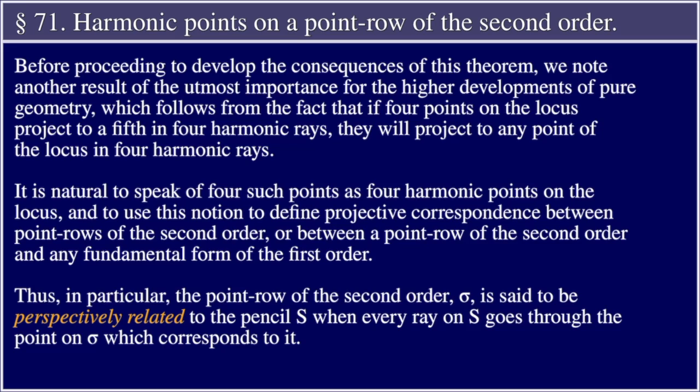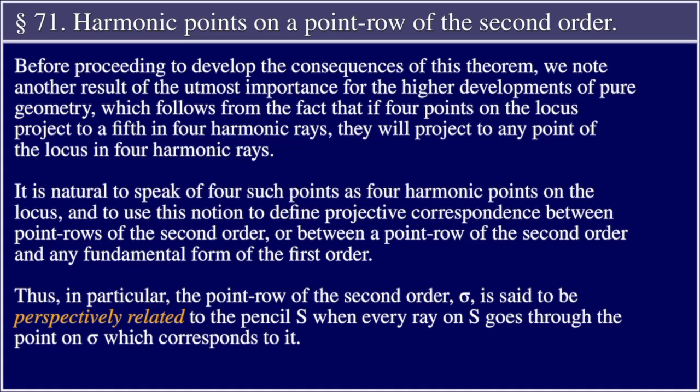It is natural to speak of 4 such points as 4 harmonic points on the locus, and to use this notion to define projective correspondence between point rows of the second order, or between a point row of the second order and any fundamental form of the first order. Thus, in particular, the point row of the second order, sigma, is said to be perspectively related to the pencil S when every ray on S goes through the point on sigma which corresponds to it.